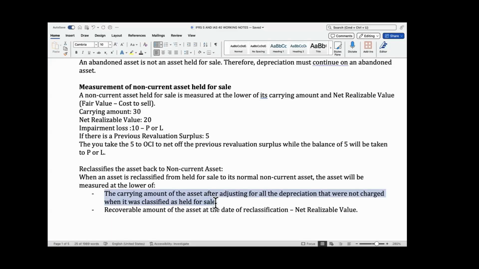whatever the carrying amount is at the date of that reclassification, let's assume it's 20. And let's say the depreciation per annum you were charging before you stopped was 5 naira. And this asset, you have held it for sale for 2 years. That means you have to deduct 10 naira. So it's not like you were keeping the depreciation somewhere. No, you were just not charging it. It is now that you want to return it to its normal non-current asset that you need to reawaken those depreciation that you did not charge to get what the carrying amount should actually be.